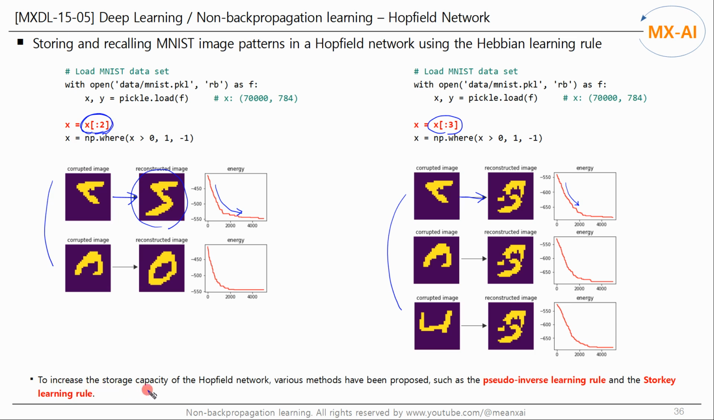To increase the storage capacity of the Hopfield network, various methods have been proposed, such as the pseudo-inverse learning rule and the Storkey learning rule. In the next page, we will dramatically improve this capacity by using the pseudo-inverse learning rule. And in the next video, we'll improve this capacity using the Storkey learning rule.